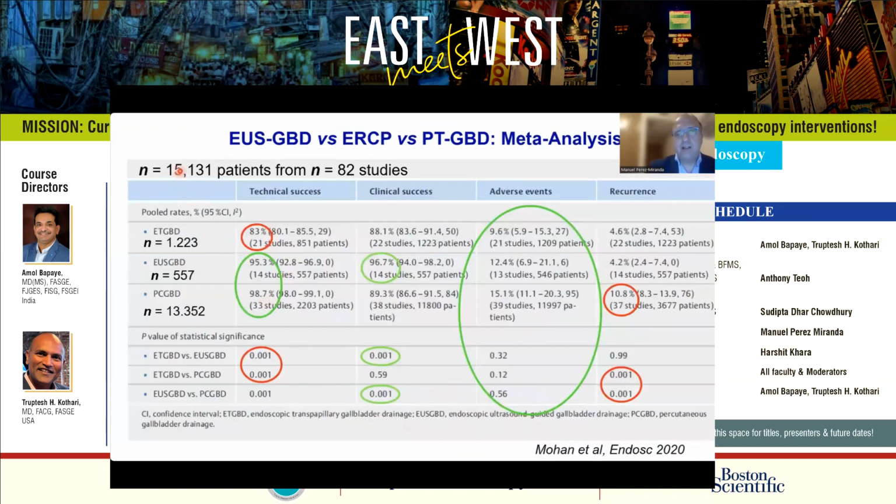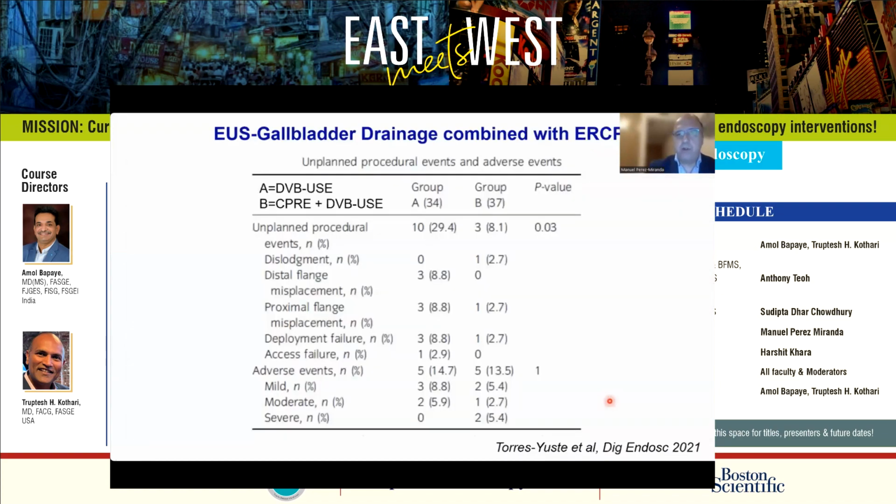In this meta-analysis with 15,000 patients, transcystic ERCP had a significantly lower technical success rate, and clinical success rates were significantly better for the transmural EUS or percutaneous approach. However, in the long term, recurrence was better for either endoscopic approach.